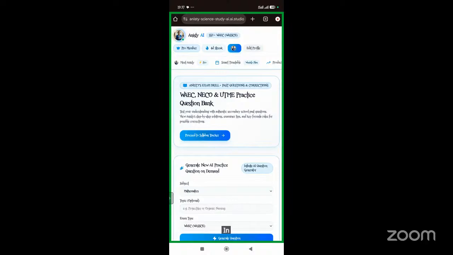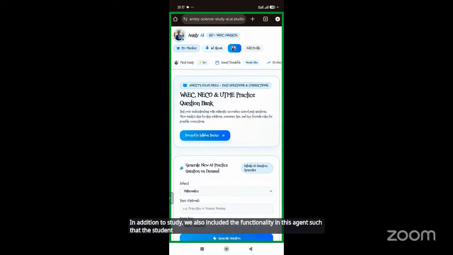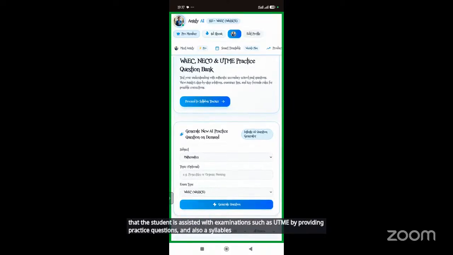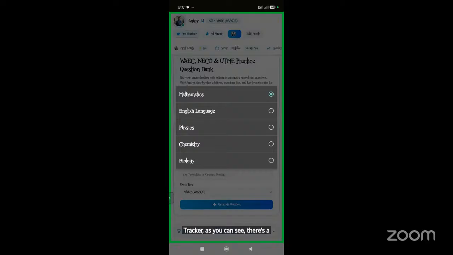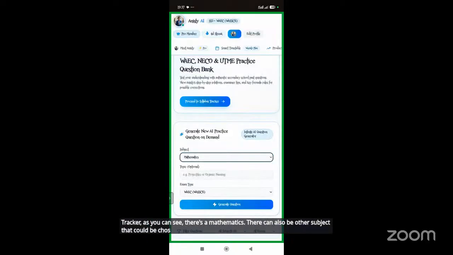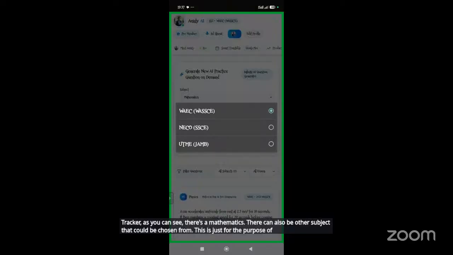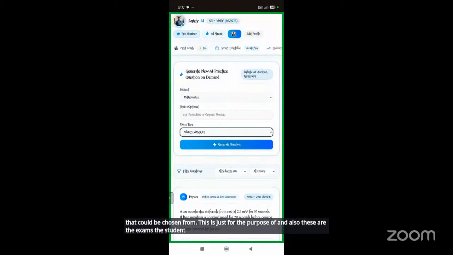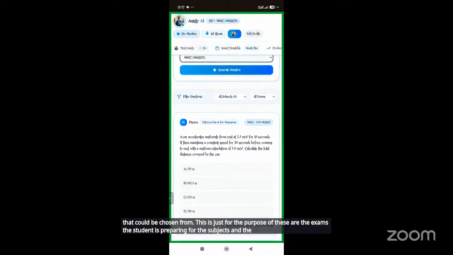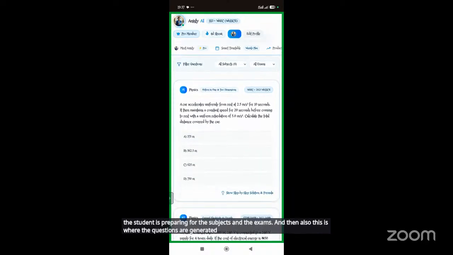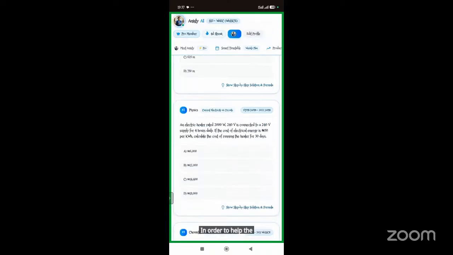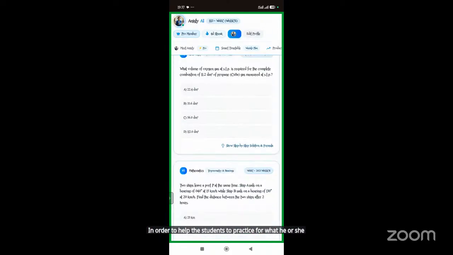In addition to study, we also included the functionality in this agent such that the student is assisted with examinations such as WAEC, NECO, and UTME by providing practice questions, and also a syllabus tracker. As you can see here, there is mathematics. There can also be other subjects that could be chosen from. These are the exams the student is preparing for, the subjects and the exams. And this is where the questions are generated in real time in order to help the students practice for what he or she is preparing for.